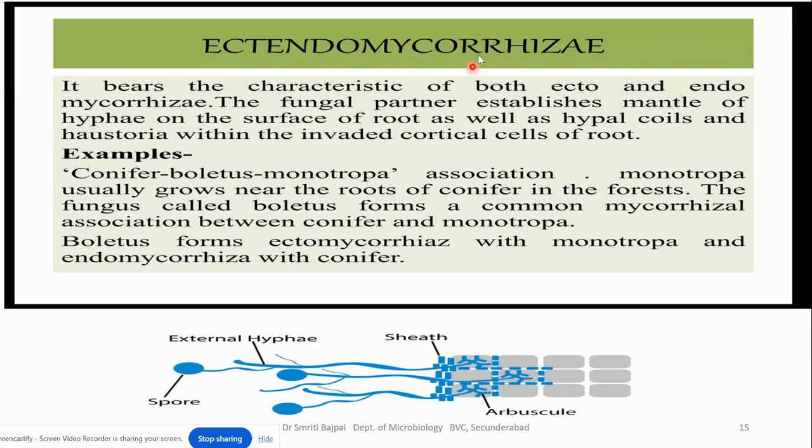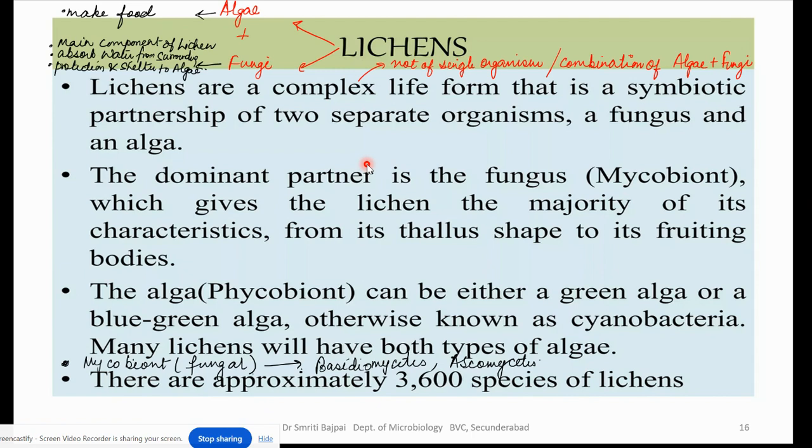One more is the ectendomycorrhiza. These have the characteristics of both ecto- and endomycorrhiza. So here the fungal partner establishes the mantle of hyphae as well as the hyphal coil and haustoria, which invade the cortical cells of the root. So here what is happening, a mantle is also formed, and with the help of haustoria and the coil, they invade the cortical cells. This is the example of the ectendomycorrhiza.